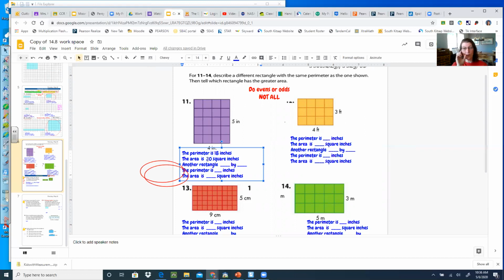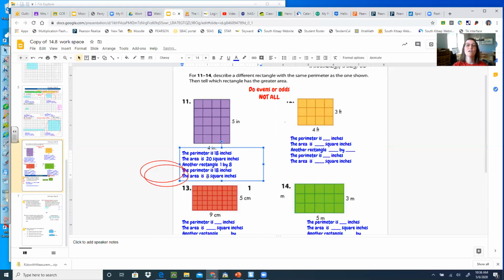Okay, now they want me to come up with another shape that has the same perimeter. So what are two numbers that add to 9? I can do a 1 by 8. Okay, the perimeter is, now that's still going to be 18. That's the whole idea here. Now the area is not the same. 1 times 8 is 8.